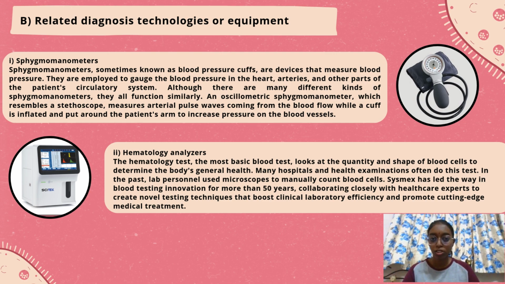Related diagnosis technologies or equipment. Sphygmomanometers. Sphygmomanometers, sometimes known as blood pressure cuffs, are devices that measure blood pressure. They are employed to gauge the blood pressure in the heart, arteries, and other parts of the patient's circulatory system. Although there are many different kinds of sphygmomanometers, they all function similarly. An oscillometric sphygmomanometer, which resembles a stethoscope, measures arterial pulse waves coming from the blood flow while a cuff is inflated and put around the patient's arm to increase the pressure on the blood vessels.